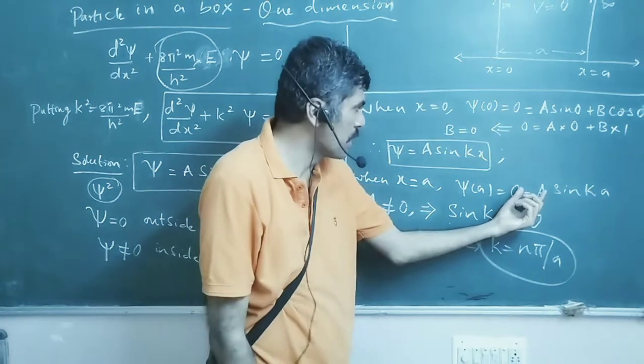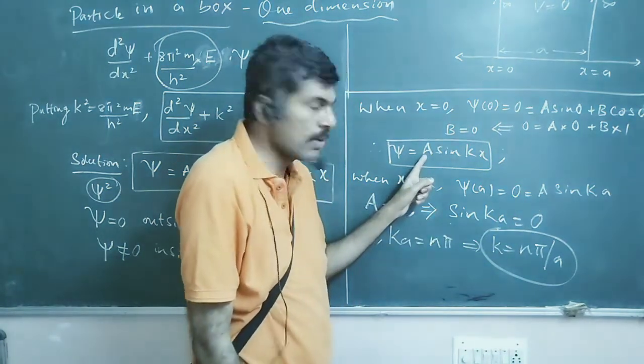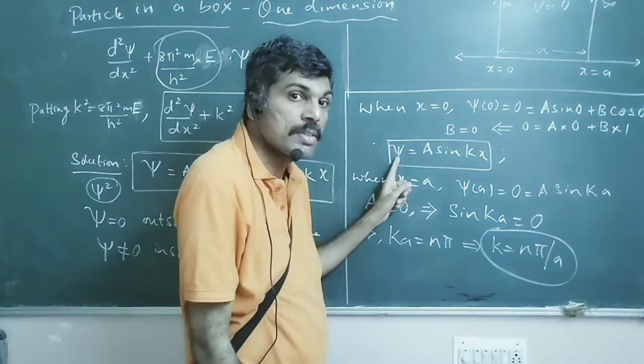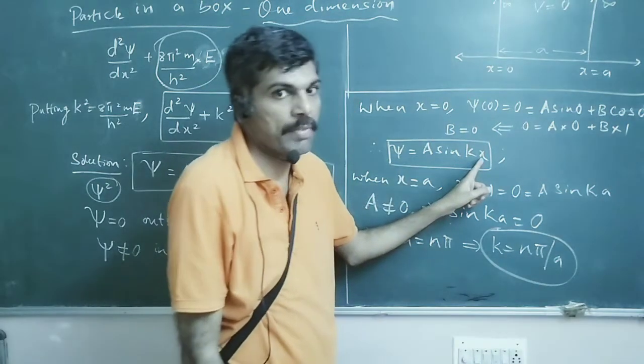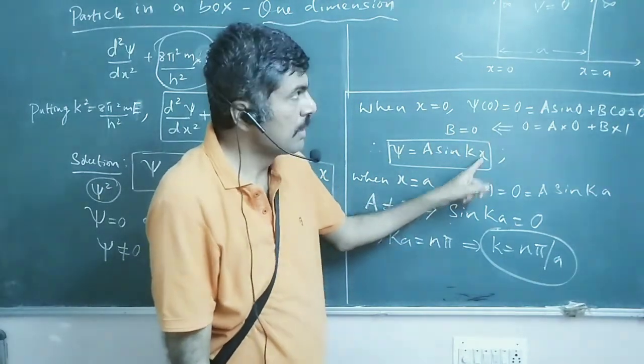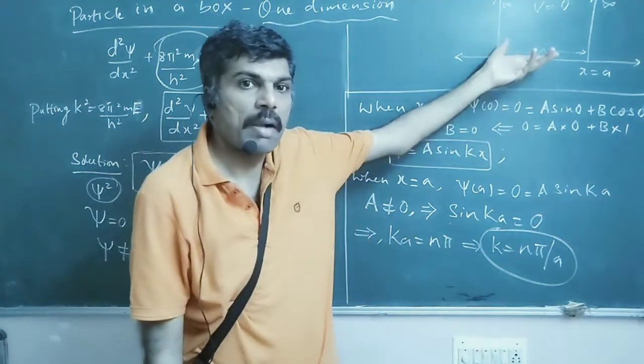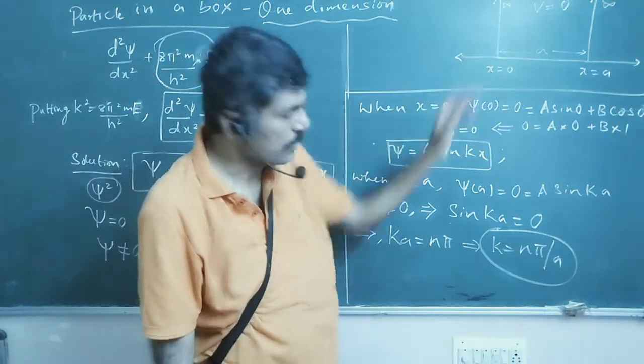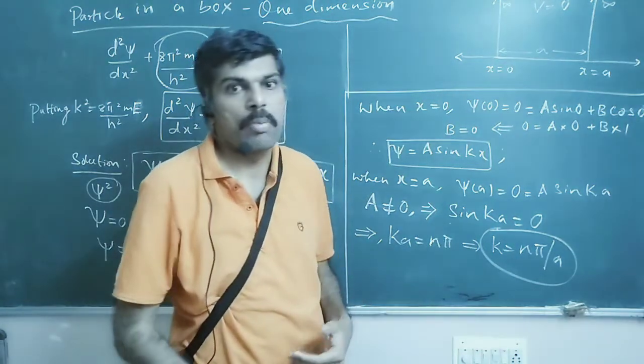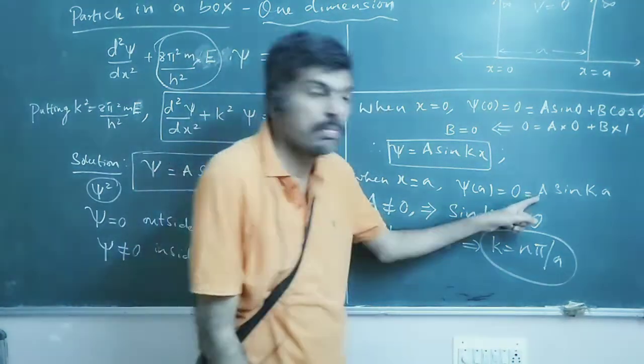If a is equal to 0, if I put a equal to 0 here, then psi will become 0 for all values of x, which means that psi will be 0 everywhere within the box, and therefore I can't find the particle within the box, which is absurd. So, for the solution to be acceptable, a cannot be 0.